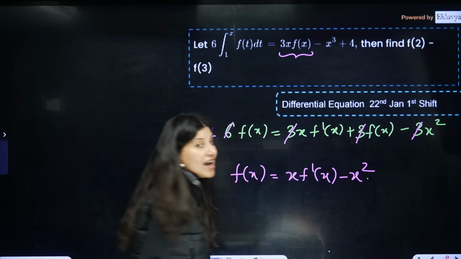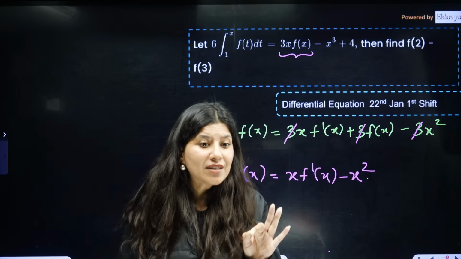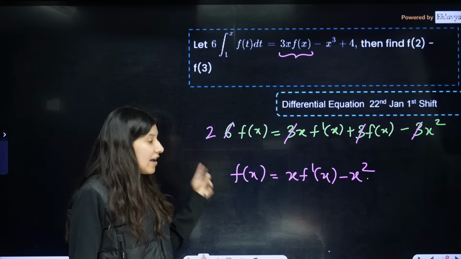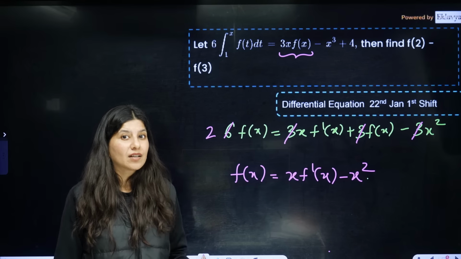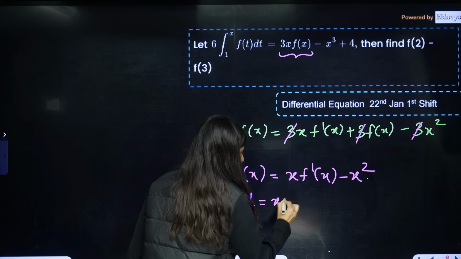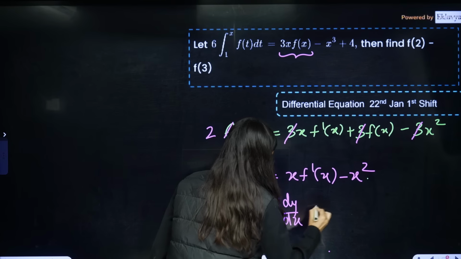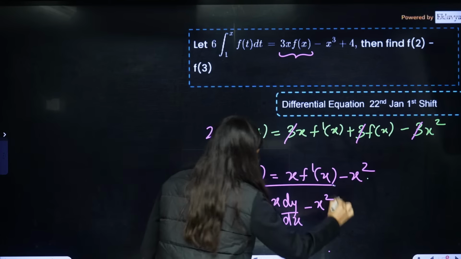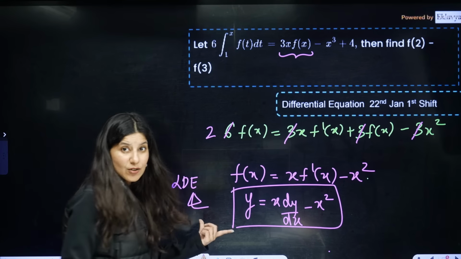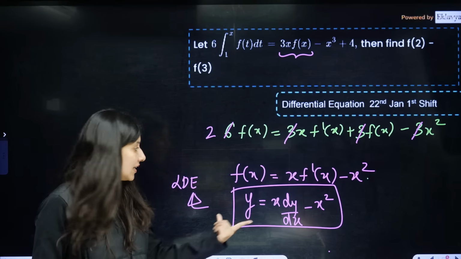Now I have told you, my dear students, whenever you see f x and f dash x together, f x will be replaced by y. This is dy by dx minus x square. Can you see? Again, this is the linear differential equation. Again, same, I told you, dy by dx plus py equals q.